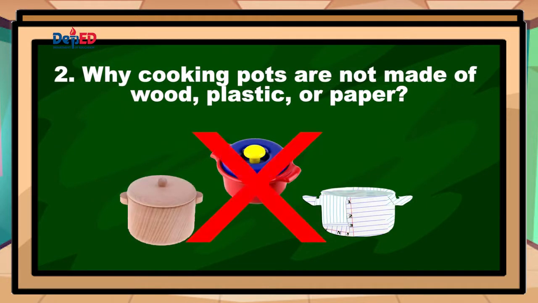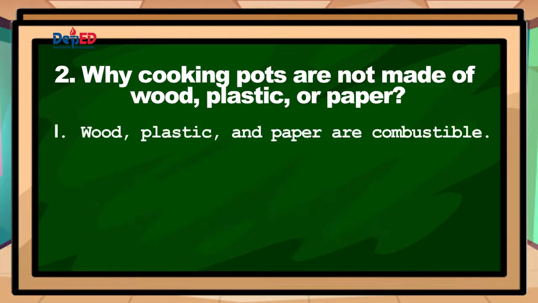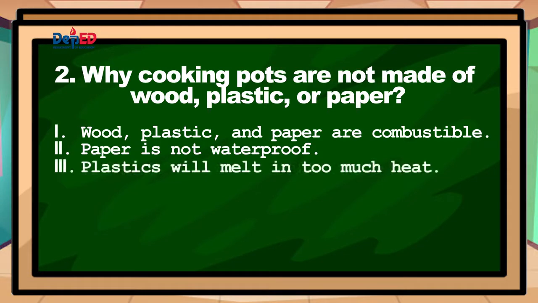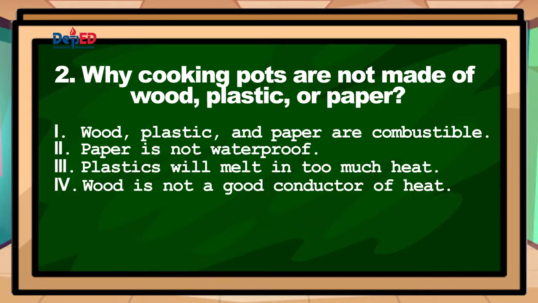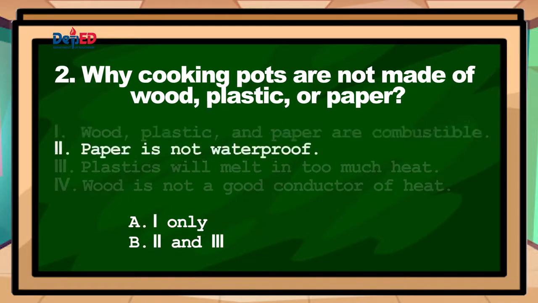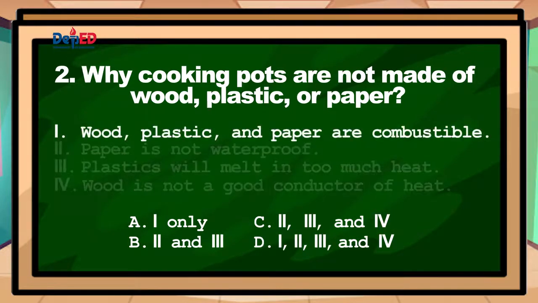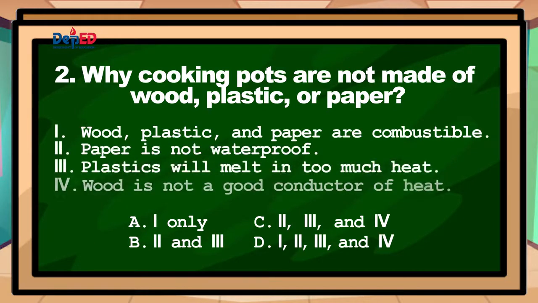Number 2. Why are cooking pots not made of wood, plastic, or paper? Children, choose the correct statement or statements below. 1. Wood, plastic, and paper are combustible. They will burn when placed over fire. 2. Papers will absorb water and easily get wet. 3. Plastics will melt when exposed to too much heat. 4. Woods are not good conductors of heat. It will not cook the food. A. 1 only. B. 2 and 3. C. 2, 3, and 4. D. 1, 2, 3, and 4.